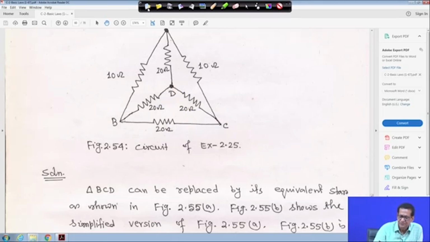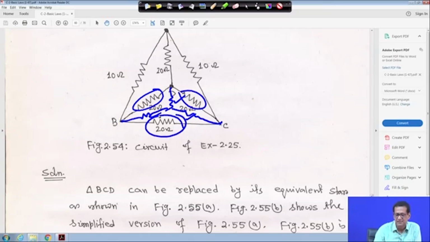So, first let me clean it. If you make star, then it will be like this, like this and like this. So, all are equal. This part and this part you have to first find out, how it will be. As soon as you make this, this one will not be there, this one will not be there and this one will not be there. That means, whatever will come here will be in series with 20 ohm, whatever will come here will be in series with 10 ohm, and whatever will come here will be in series with that. So, let me clean it.